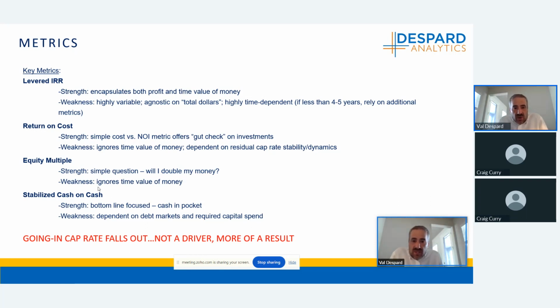And one thing to note is that I'll look at all these things. I'll look at the going in cap rate last, because it really shouldn't drive the value, but it's also something that you look at. So it more falls out of the model than drives it.